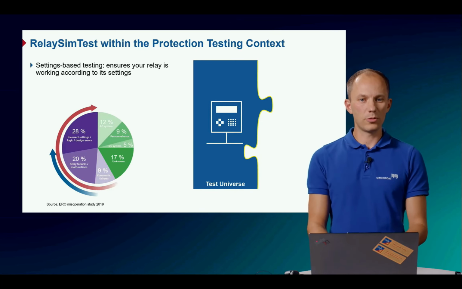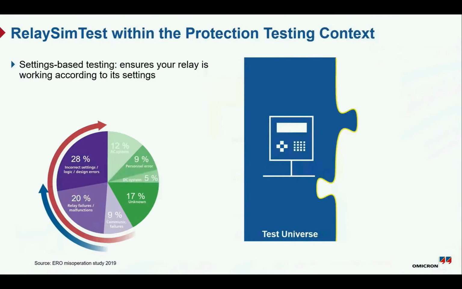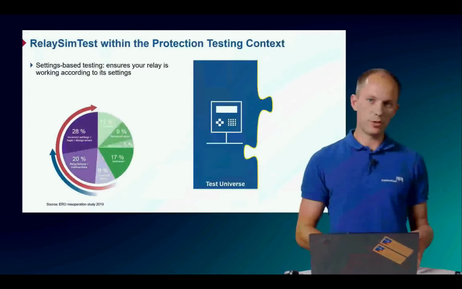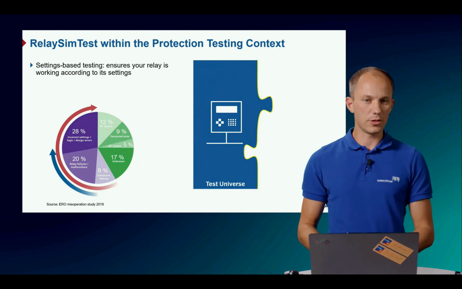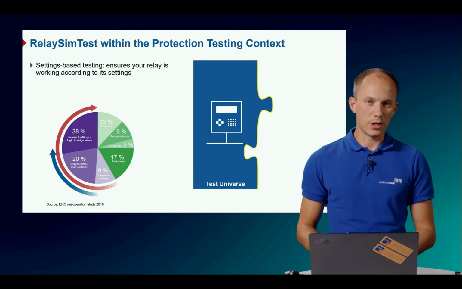And I've brought with me this ERO misoperations study where you see the causes for misoperations in a substation. And in the study, it is shown that 20% of the misoperations are due to relay failures or malfunctions of the relay. So that would be something we could check with Test Universe when we inject currents, voltages, if the relay really trips or not. So if the analog converters are working correctly, everything, maybe if binary outputs are broken or something like this.